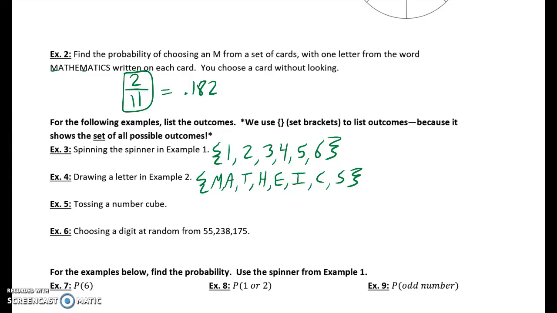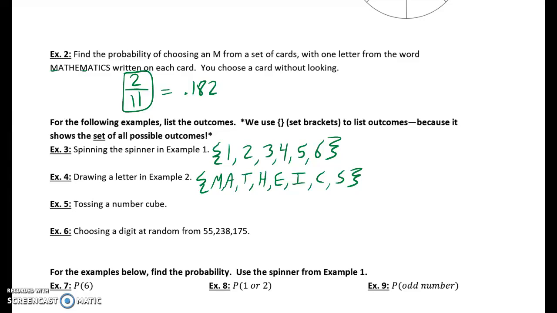Again, since we're not writing the repetition, that doesn't mean that M can't appear twice, A can't appear twice, T can't appear twice. It just means since we're just writing the outcomes, we don't have to write the repeats because all of these things are possible outcomes. Some may have a higher chance than others, but they're all possible outcomes.